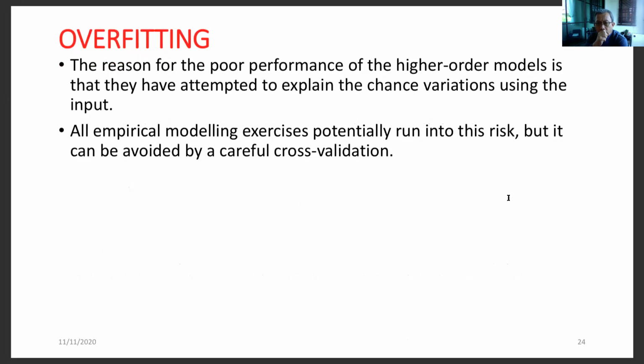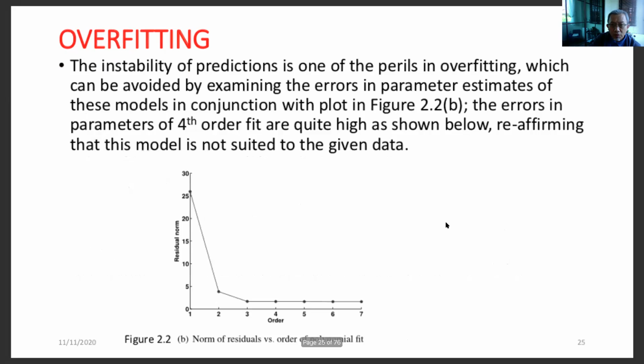So the reason for the poor performance of the higher order model is that they have attempted to explain the chance variations using the same input. So that's why cross-validation plays an important role in the final decisions of choosing the model. So you can see the graph again, at 3 compared to 4, 3 or 4 also can, but the best is the 3 to fit the given data.